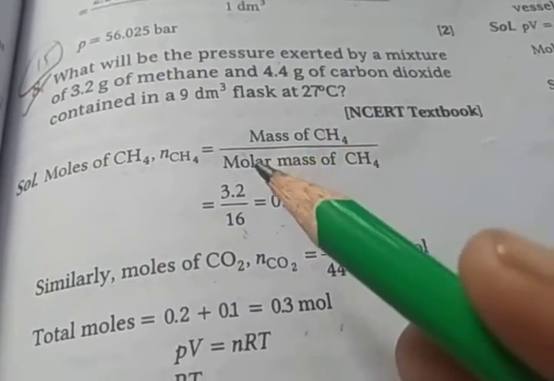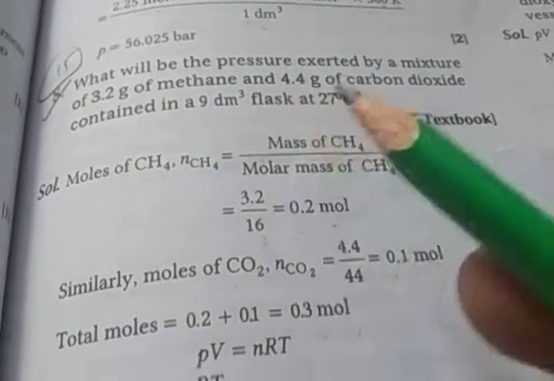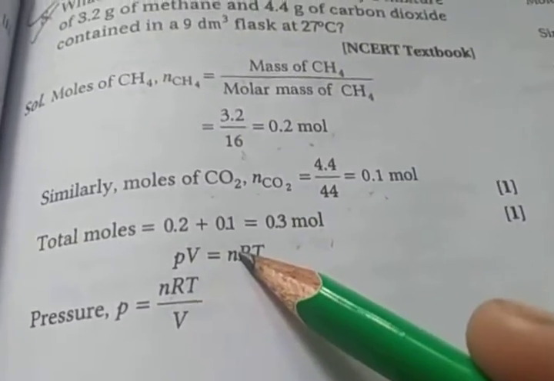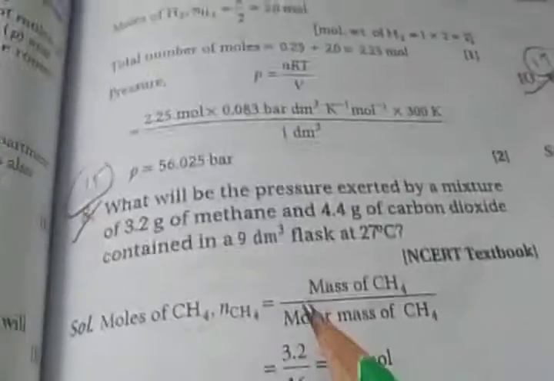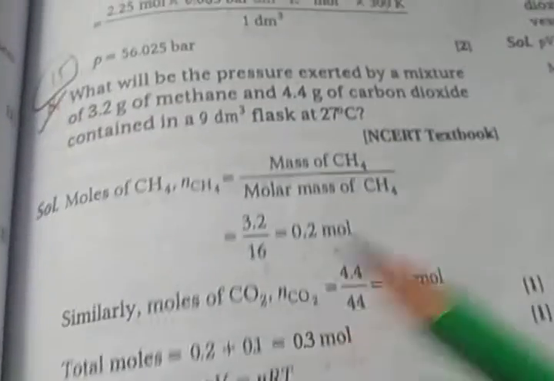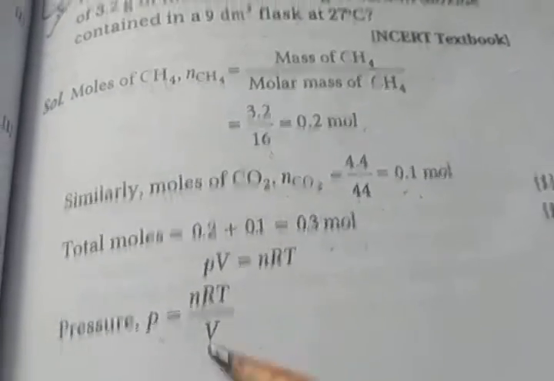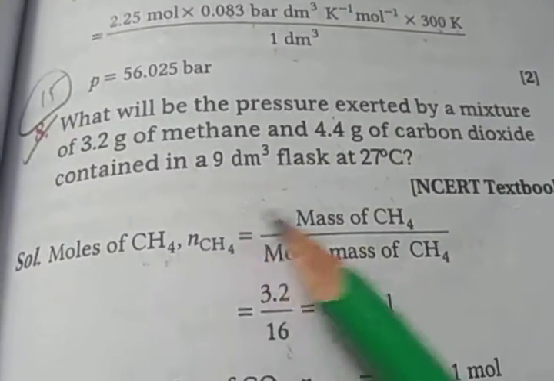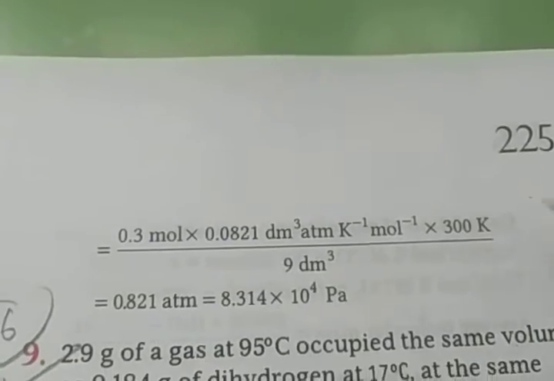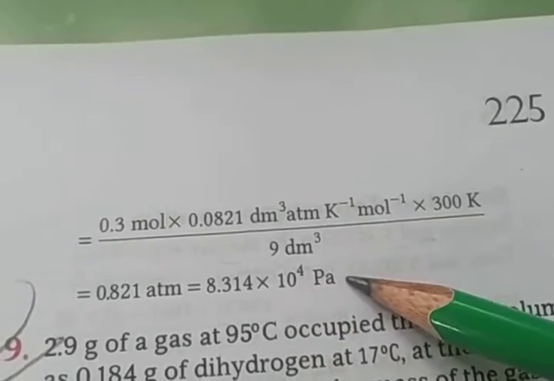Here mass, temperature and volume are given. According to the ideal gas equation PV is equal to nRT, we have to find the pressure. So P is equal to nRT upon V, where n is the number of moles, R the gas constant, T the temperature and V the volume. Volume given is 9, so calculate. The value comes to 8.314 into 10 to the power 4 Pascal.